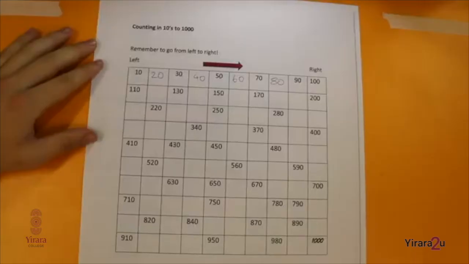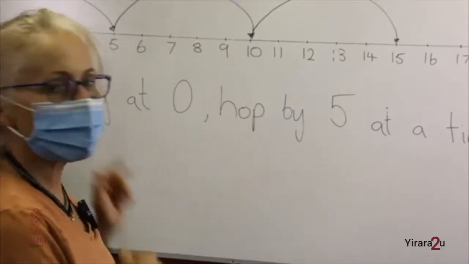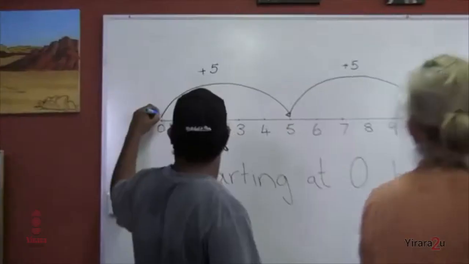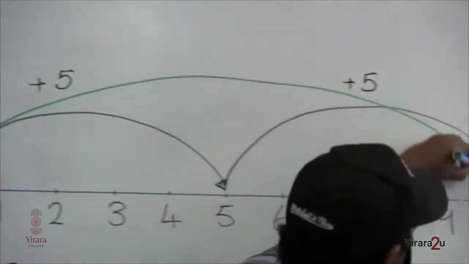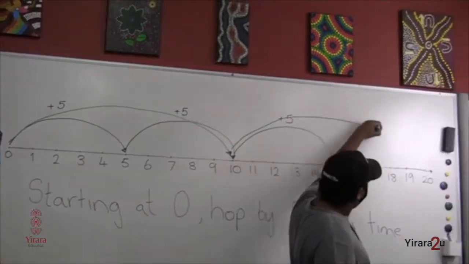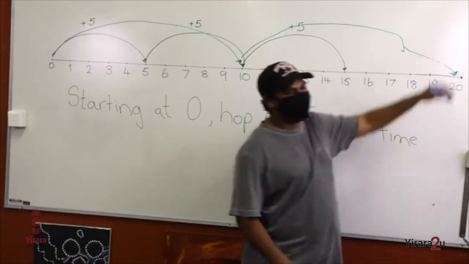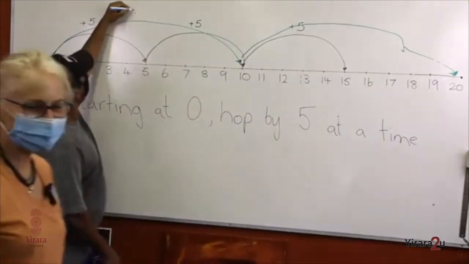Mr. Shane's just going to quickly show you how to count, skip count on our number line in 10s. One big skip to the number 10. Then another big skip to number 20. Well done, Mr. Shane. Thank you.